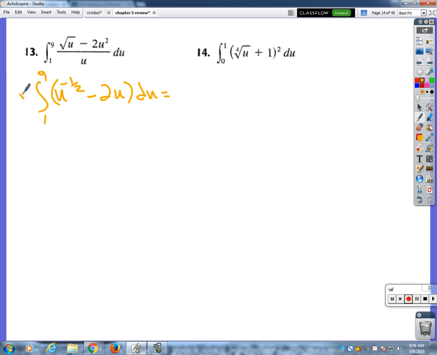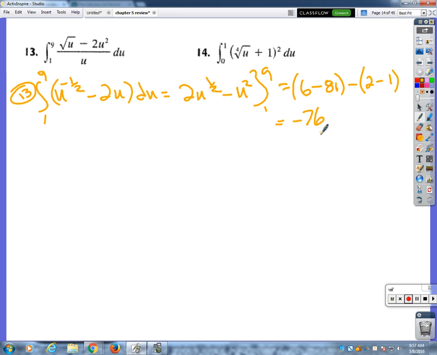Yes. 2u to the 1/2 minus, nope, because they gave us actual values, so we have to plug those in. I kind of like negative 76. Well, this is negative 75, right? But then you have to subtract another one from that.